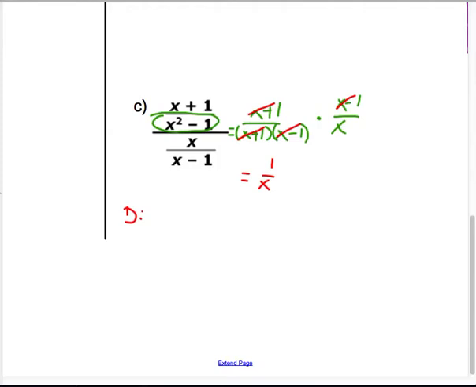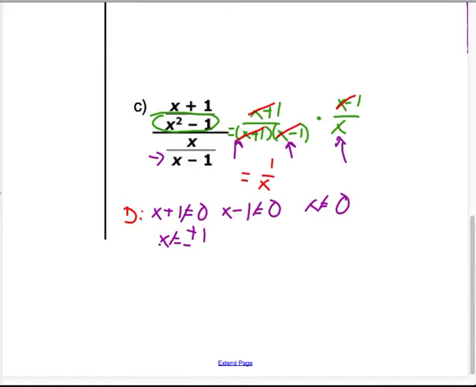For domain restrictions, again, we have quite a bit to look at. So I'm going to look at the factored form, and before I canceled, I had x plus 1 in the denominator. I had x minus 1 in the denominator, which also was the denominator of my original denominator, so we've got that taken care of. And then when I flipped it, my x moved to the denominator as well. So I've got x cannot equal positive or negative 1 for my first two expressions, and x cannot equal 0 for my second equation. That is simplifying complex expressions.